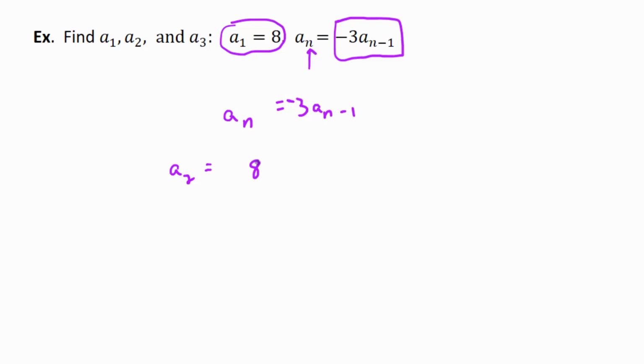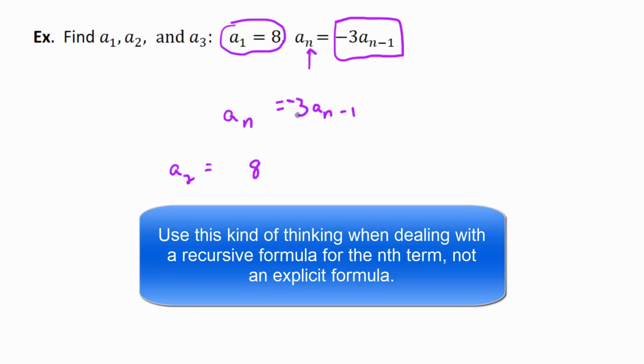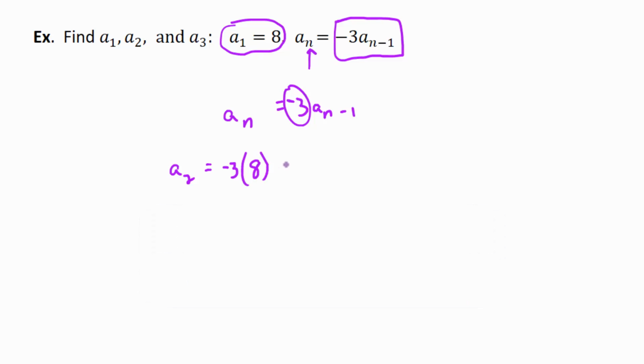So I want that sort of specificity as opposed to using the idea of the general formula. Okay? So, to get a2, this formula just says multiply by negative 3. So negative 3 times 8, what is that? Negative 24. Okay, then what does the formula say to do to get a3? I multiply negative 24, the previous term, by negative 3. And what does that generate? Positive 72, right?